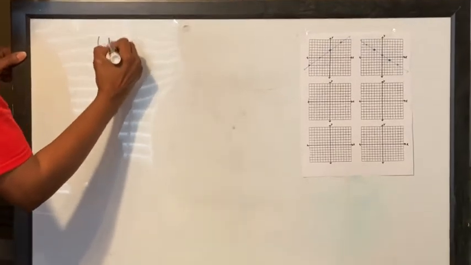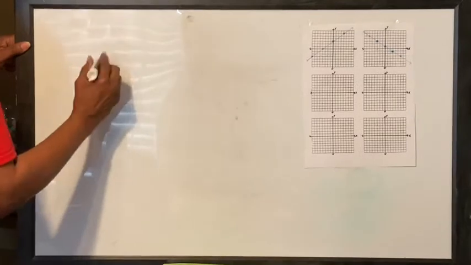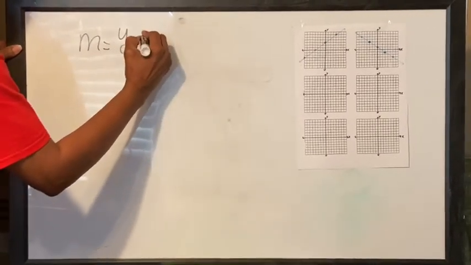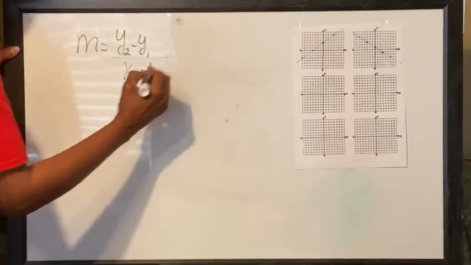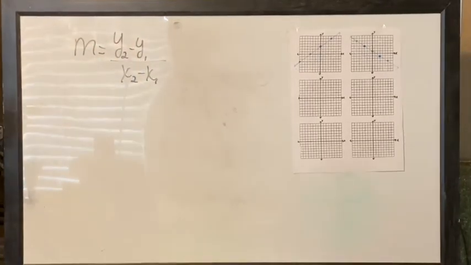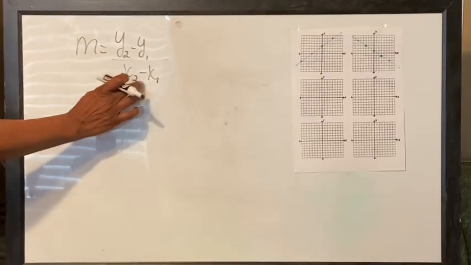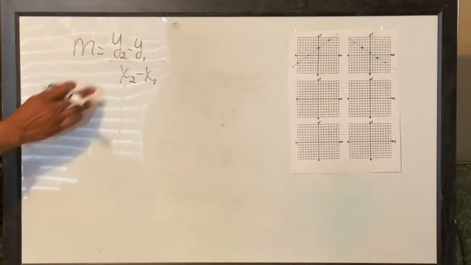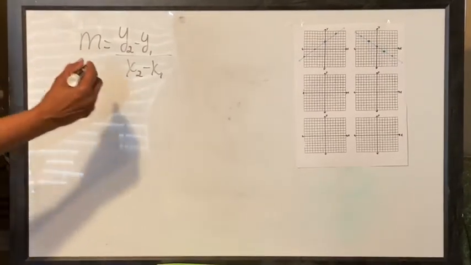It is M is equal to y sub 2 minus y sub 1 over x sub 2 minus x sub 1. In other words, the rate of change will be the change in my y coordinates divided by the change in my x coordinates. Now these are subscripts. These are not exponents. We're not multiplying. These are subscripts, okay? We use these to label, to identify the difference in our coordinates.